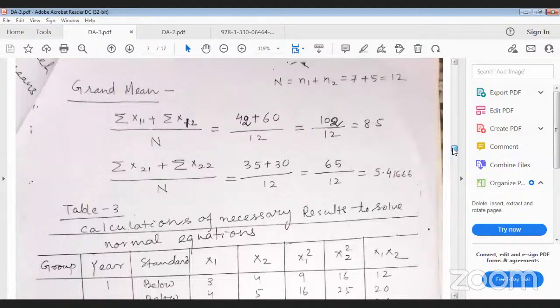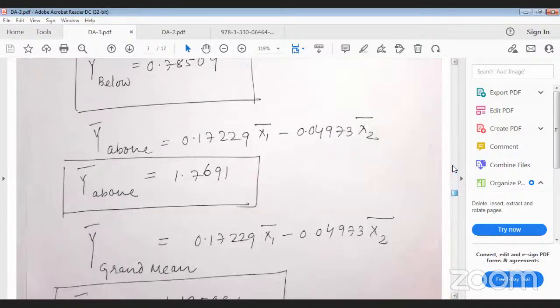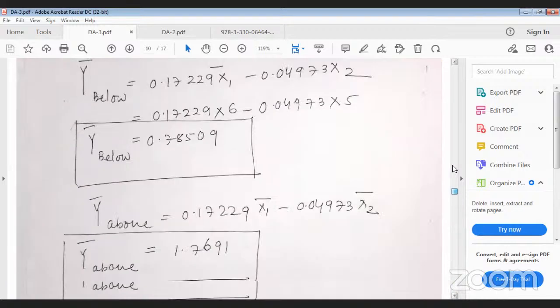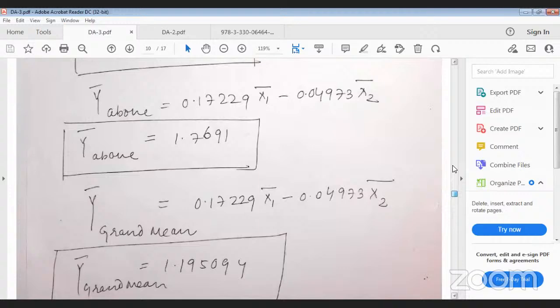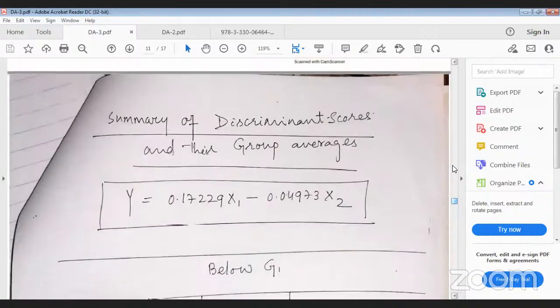.5 and 5.4166. That value you have to put here, you will get the grand mean. Okay. So you will get y bar grand mean, y bar above, and y bar below.